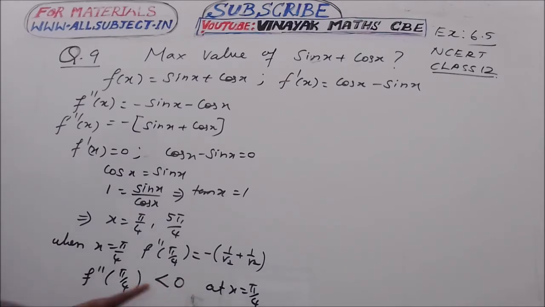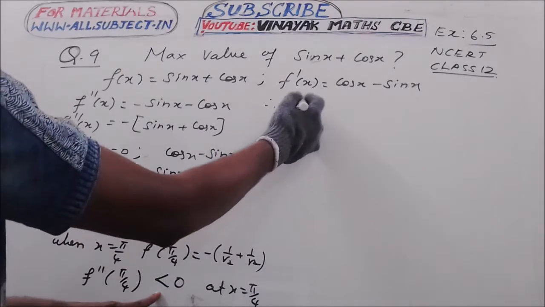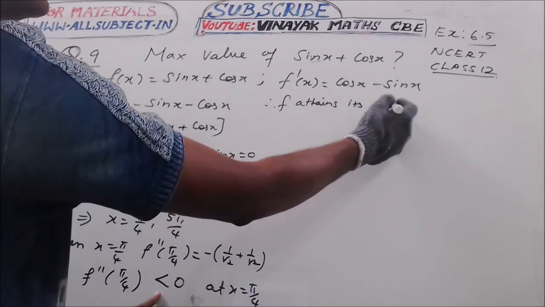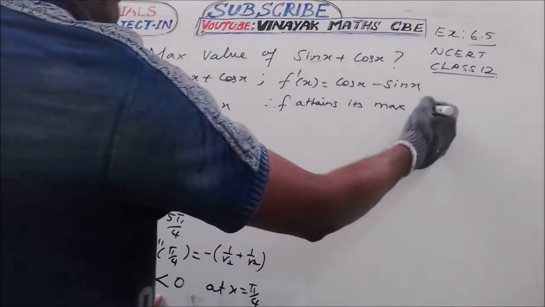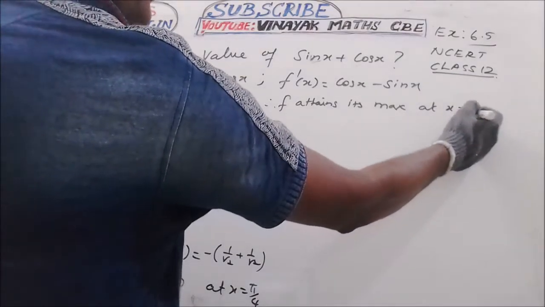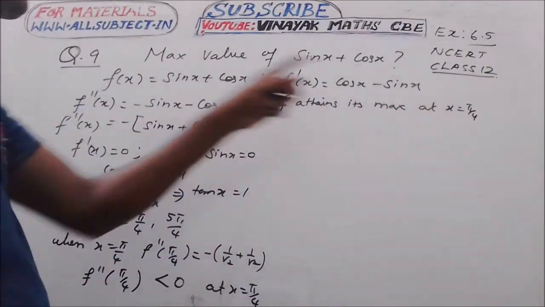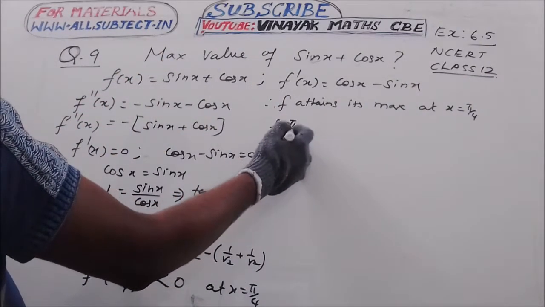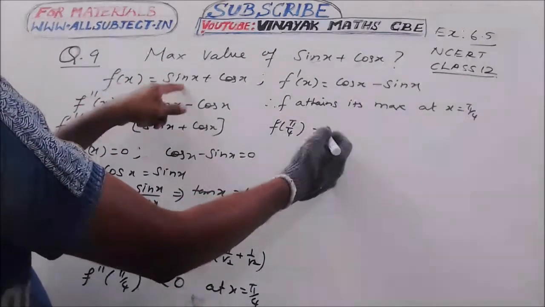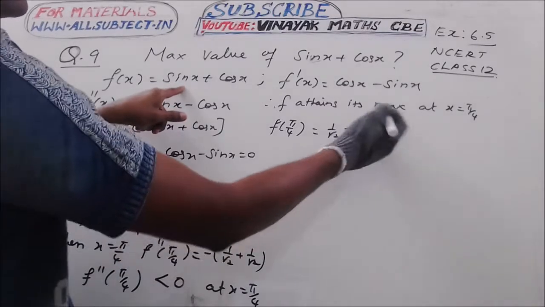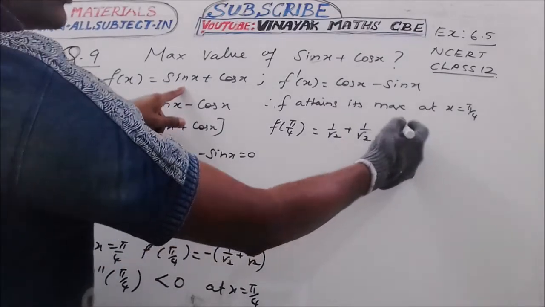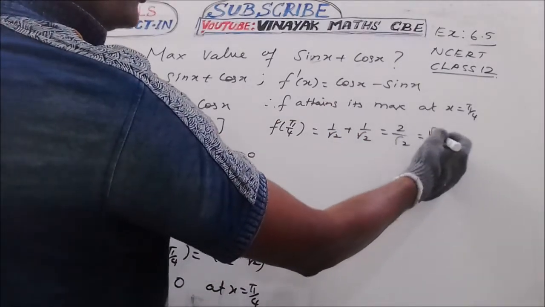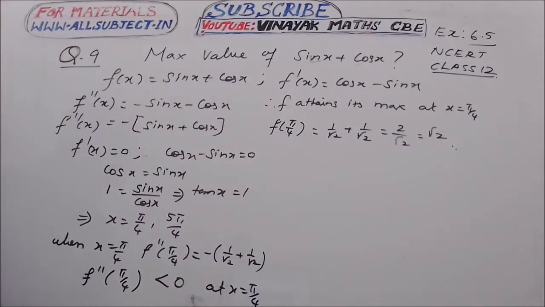Since f double dash is less than 0, f attains its maximum at x equal to pi by 4. Now substituting x equal to pi by 4 in f, we will get the maximum value. So f of pi by 4 equals sin pi by 4, 1 by root 2, plus cos pi by 4, also 1 by root 2, which simplifies to 2 by root 2, that is equal to root 2. That is the maximum value.